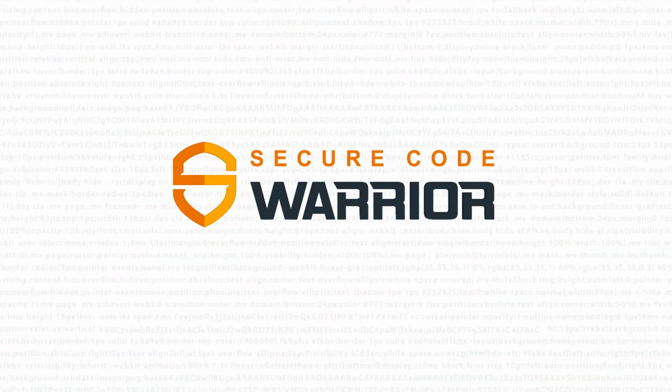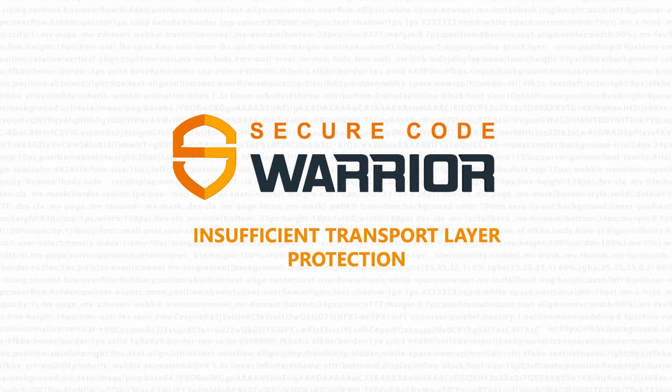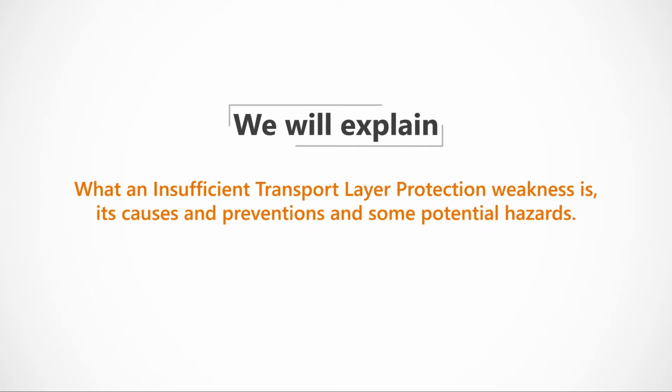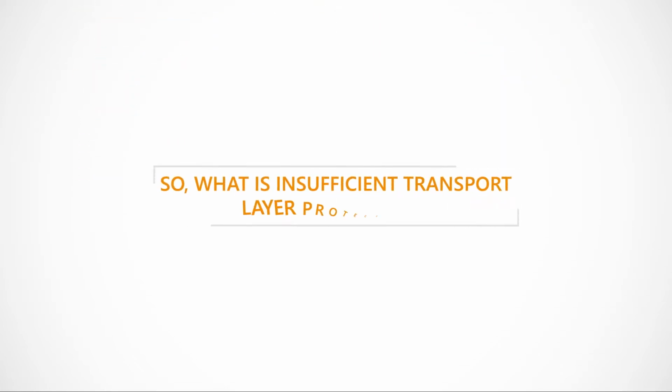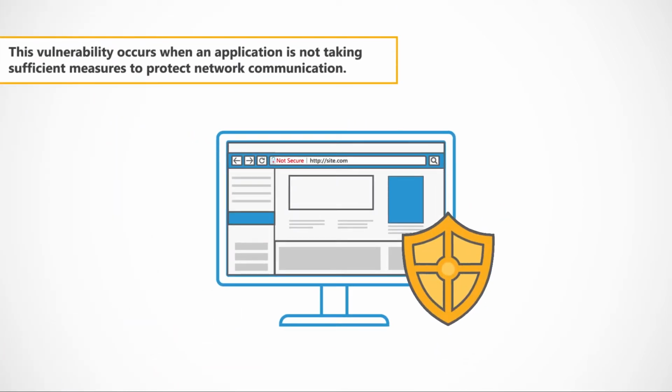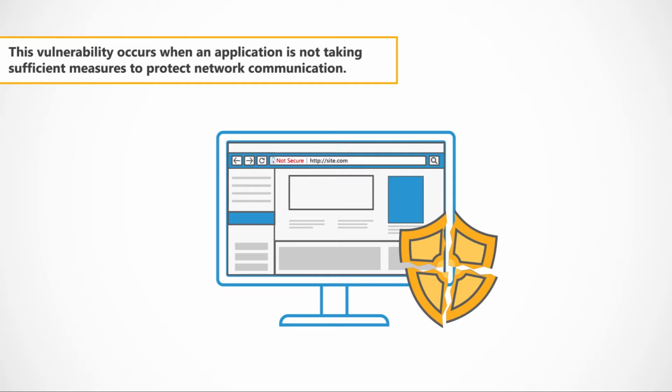In this module, we'll be looking at insufficient transport layer protection. In this section, we'll explain what an insufficient transport layer protection weakness is, its causes and preventions, and some potential hazards. So, what is an insufficient transport layer protection weakness? This vulnerability occurs when an application is not taking sufficient measures to protect network communication.